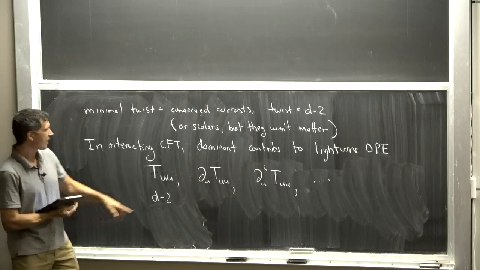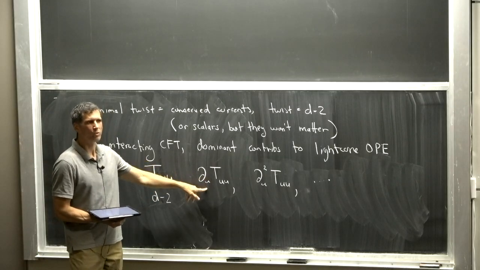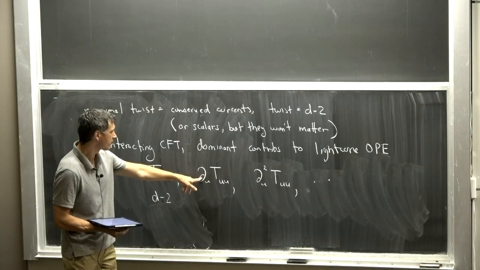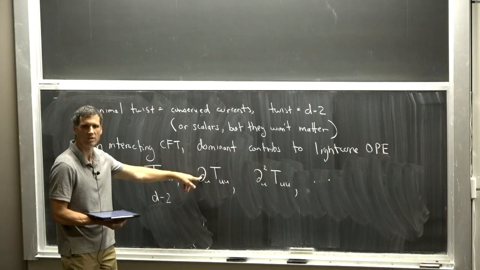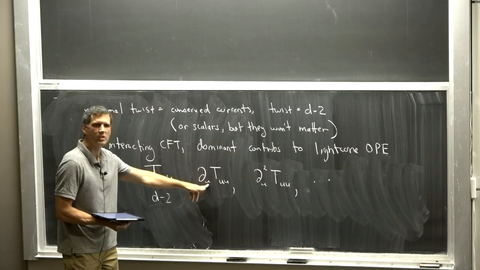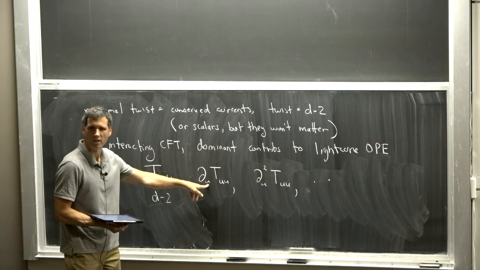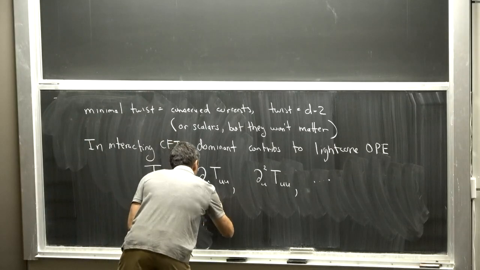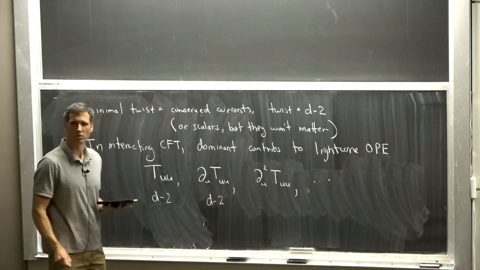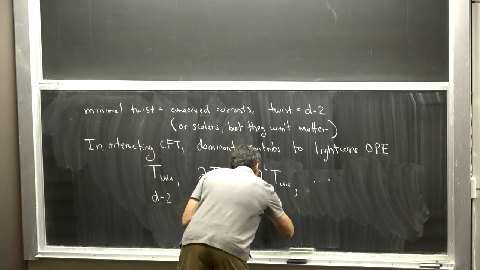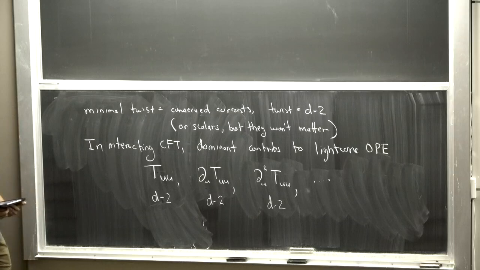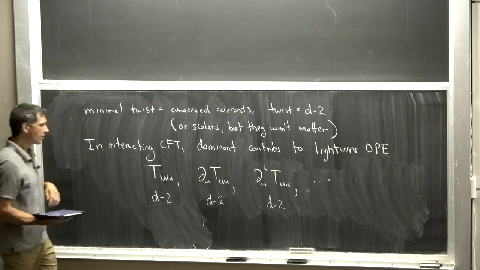Good. Now, if we act with derivatives in the u direction, that increases the dimension by 1, because the derivative has scaling dimension 1. And it also increases the spin by 1, because we get one more index down here. And therefore, the twist is the same. So this also has twist d minus 2, and this one also has twist d minus 2. These all have twist d minus 2. So these will all contribute in a similar way as we approach the light cone limit.